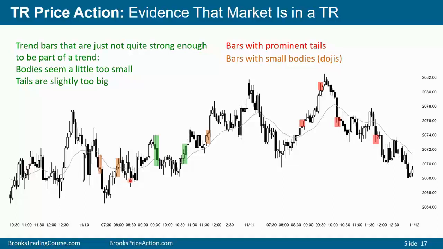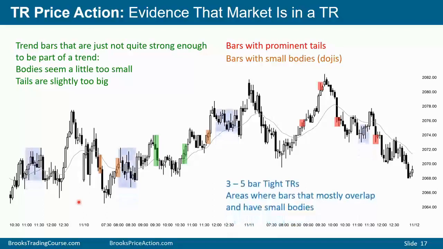A lot of the bars have small bodies. If they're small enough, you can call them a doji, or you can simply call them small trend bars. Instead of consecutive big bars closing on their highs and the legs up, or consecutive big bars closing on their lows on the way down, we get a lot of bars with small bodies and prominent tails. Evidence that the market's more likely in a trading range. Lots of tight trading ranges, lots of overlap, many reversals in a very small range. That is further evidence of a tight trading range.